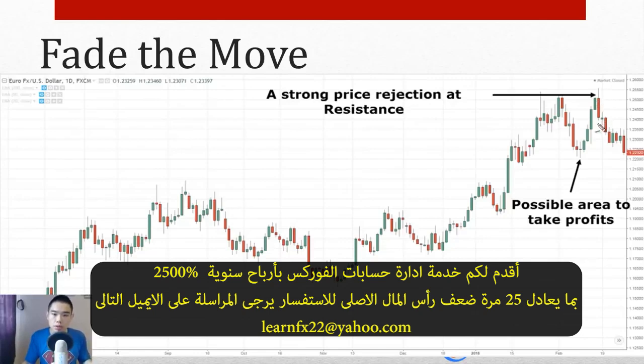Chances are their stop loss is possibly somewhere here, or even below this swing low over here. So what happens is that as the price hits lower, you would actually hit this cluster of stop losses from the breakout traders, and that would fuel further selling pressure. So that's the logic behind this trade.